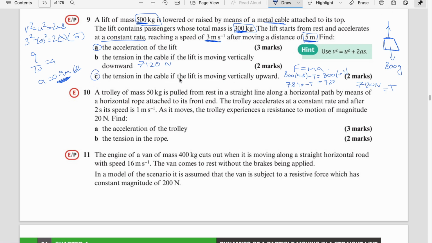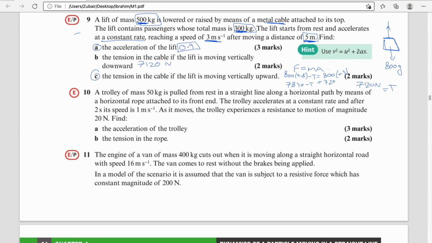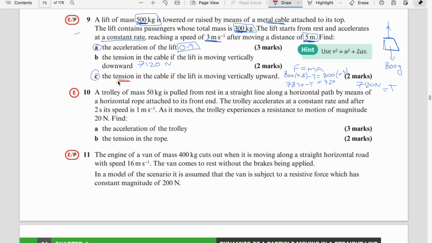C part says tension in the cable if the lift is moving vertically upwards. So same scenario, let me clear this space. Acceleration is 0.9. So if the lift is moving upwards, this is tension, this is 800 g. Now the consideration is that upward force is more. So T minus downward force, that is 800 into 9.8, equals ma.